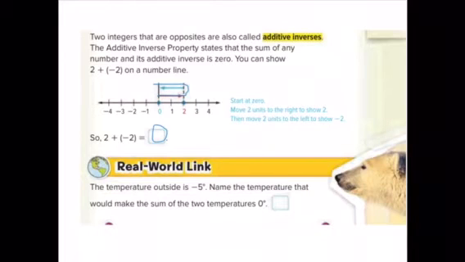Okay, so real world link, the temperature outside is -5. Name the temperature that would make the sum of the two temperatures 0. So 5, right? That's the opposite. That is the additive inverse.